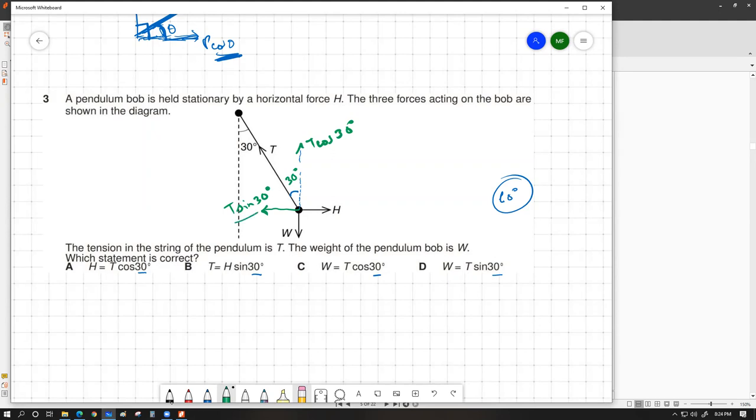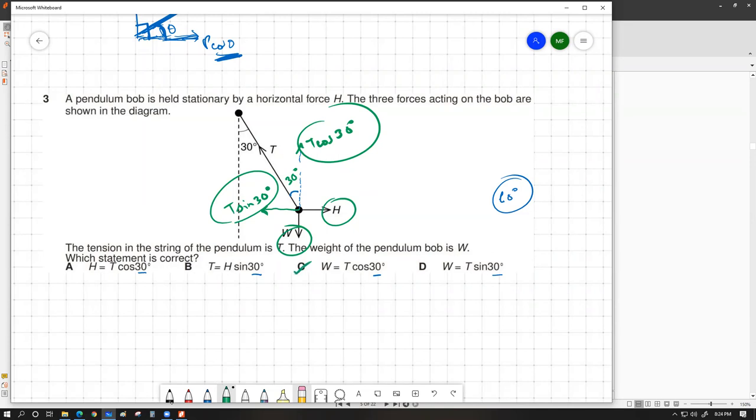So this essentially means these two forces should balance each other out perfectly, and these two forces should balance each other out perfectly. So W equals T cos 30 is true information. H equals T sin 30 is also true information. Figure out from the option choices which one is the correct response. I think C is the correct response over here.